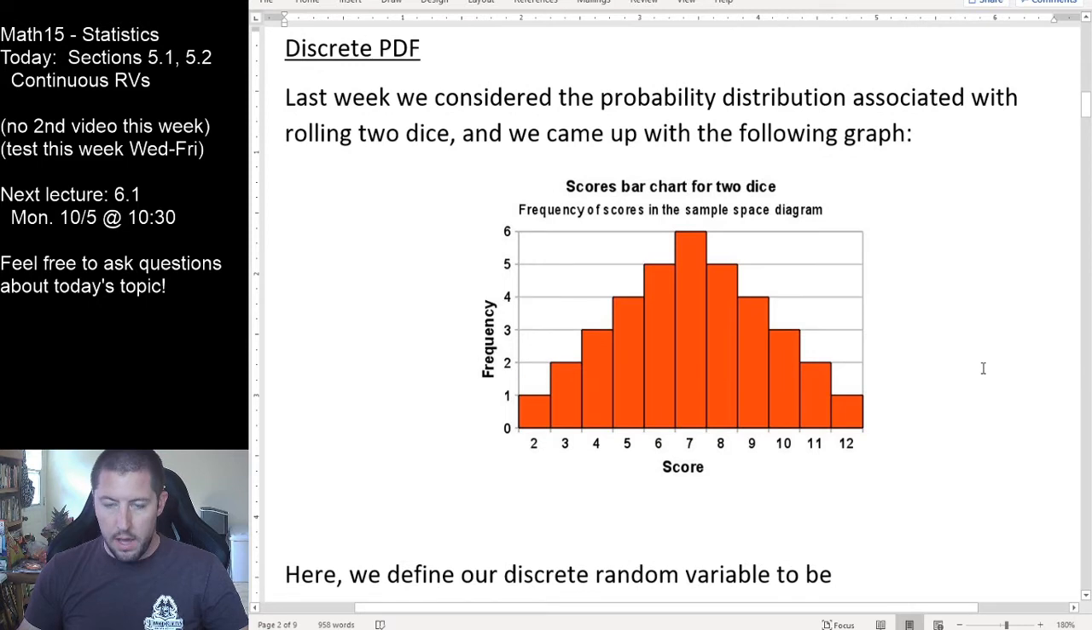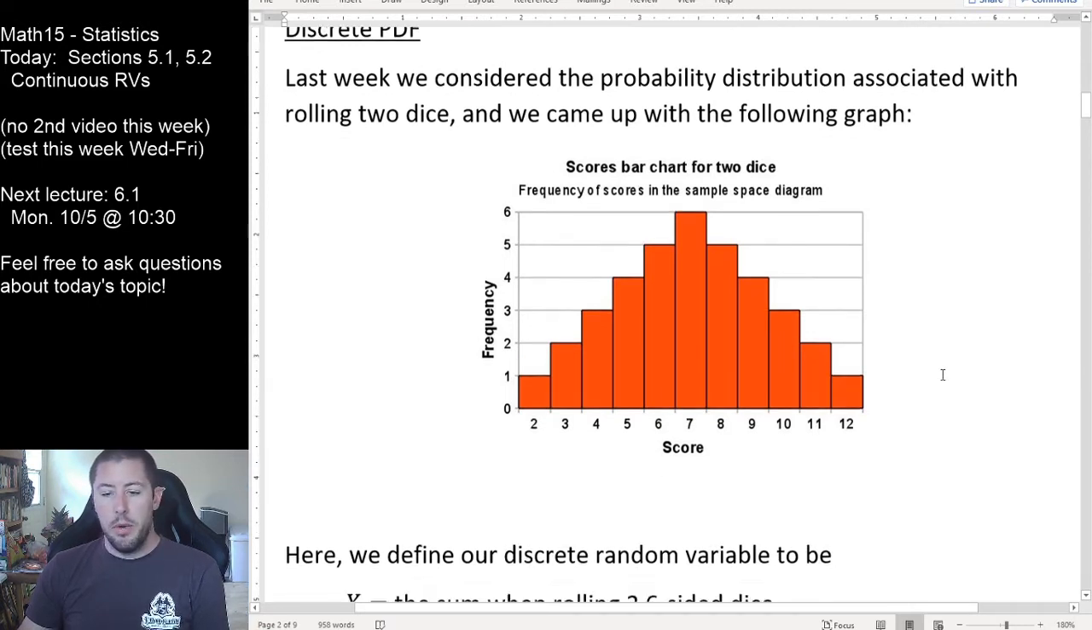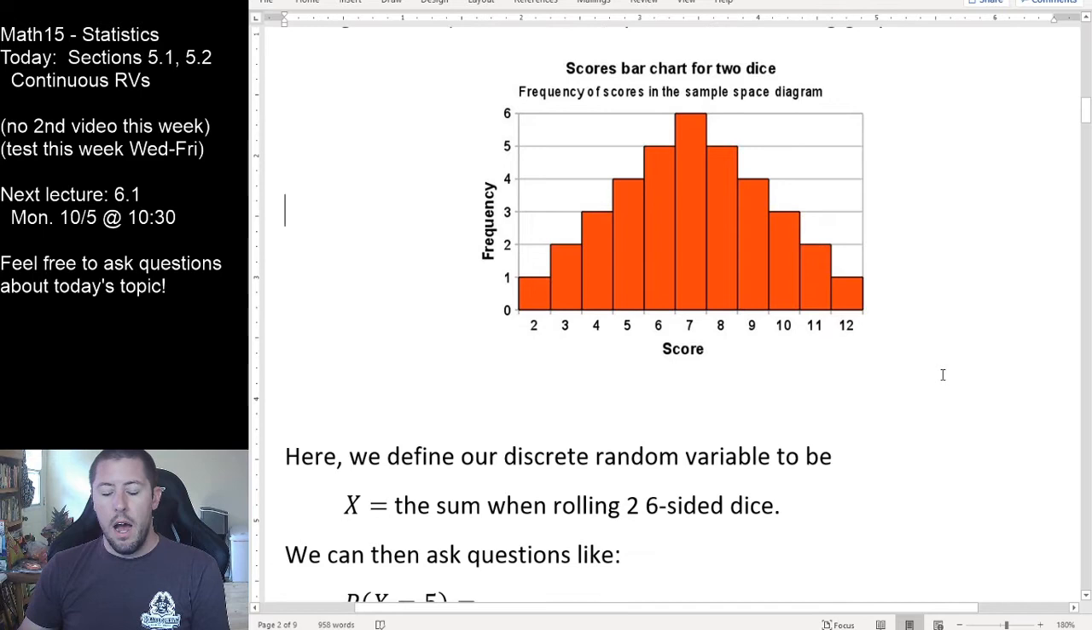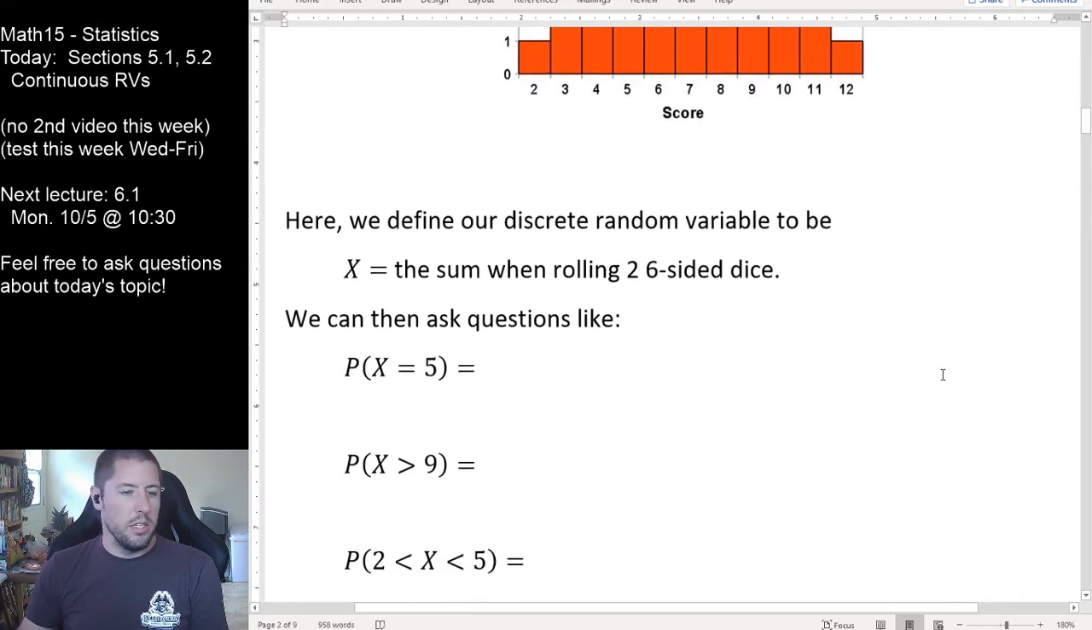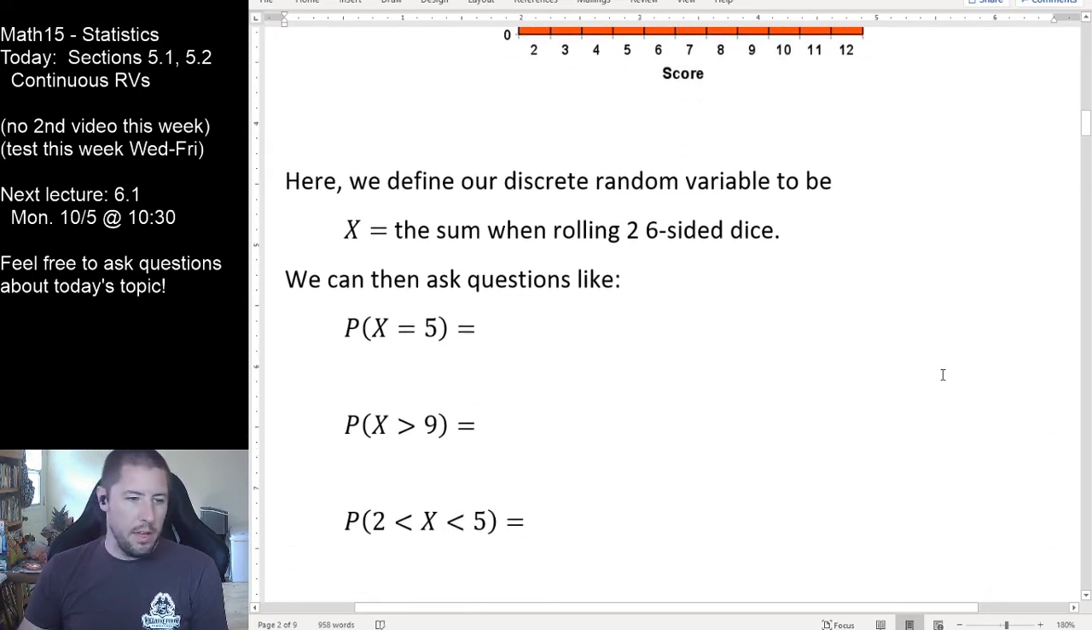Okay, there we go. So again, our probability distribution that we came up with, and what we decided is that we should be able to answer questions that look like these guys, right? What's the probability that we roll a 5? What's the probability that we roll a number greater than 9? What's the probability that we roll a number between 2? Or notice, well, in particular here, notice the lack of or equals 2s in this one. We'll get to that in 1 second.